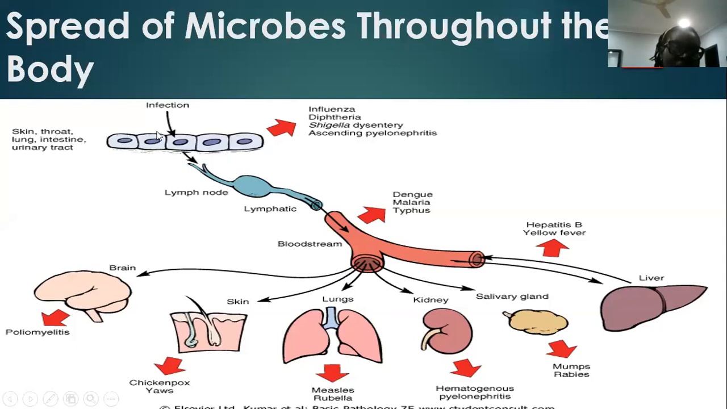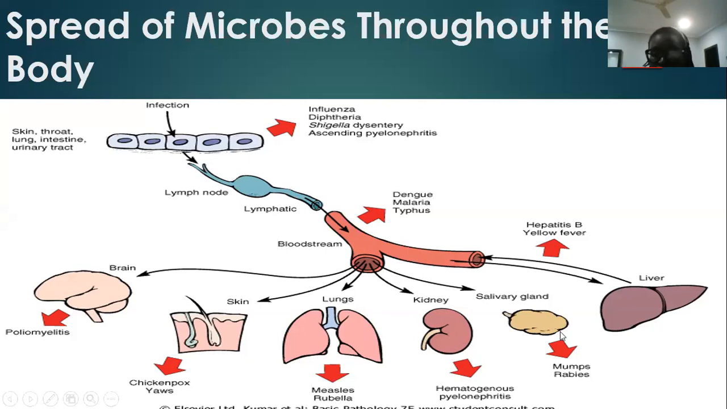Okay. So this is the pictorial representation of what I was saying, that the microorganisms enter through the skin, the lungs, the urinary tract. When they enter, they can go through the lymph nodes, through the lymphatic system into the bloodstream. When they enter the bloodstream, they can now go to several parts of the body and cause the secondary focus of infection. So if it goes into the kidney, you can have a pyelonephritis.